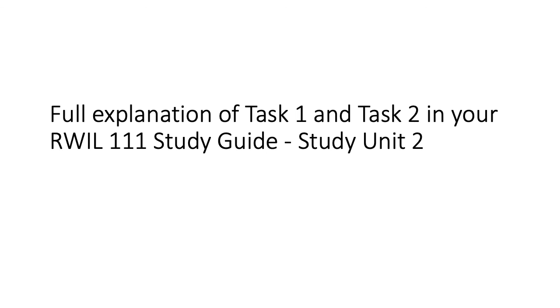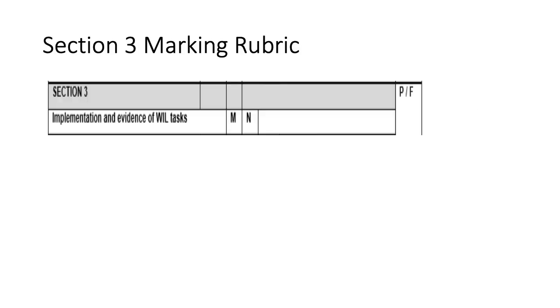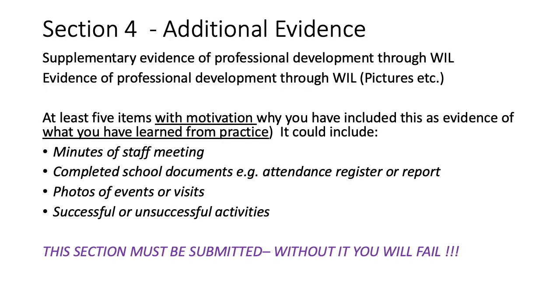A full explanation of task 1 and task 2 are in your RWIL study guide, study unit 2. There's the marking rubric for section 3. And then section 4, please remember, if you don't submit this, you will fail. Here you can put in any other evidence that links to professional practice. And with 5 of your items, give a little motivation of why you included this.